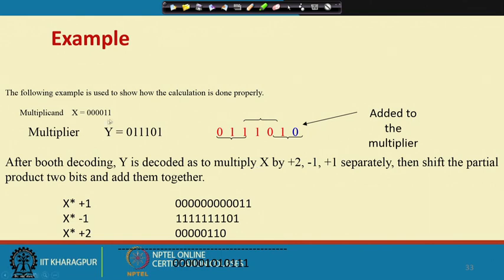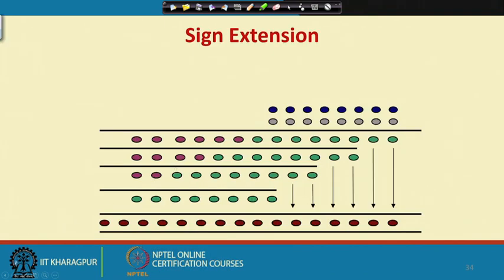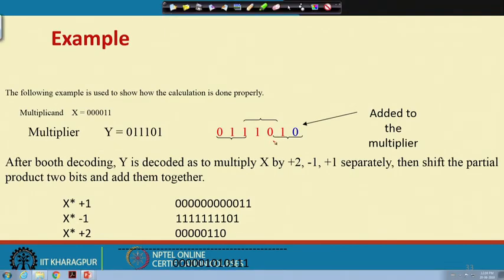Suppose this is the multiplicand x and this is the multiplier y. Initially, whenever we follow Booth's multiplication, what I need to do is add 0 at the LSB position. After that, we will consider the combination of 3 bits for the LSB side first. So, for 0 1 0, what is the combination? That is plus 1.